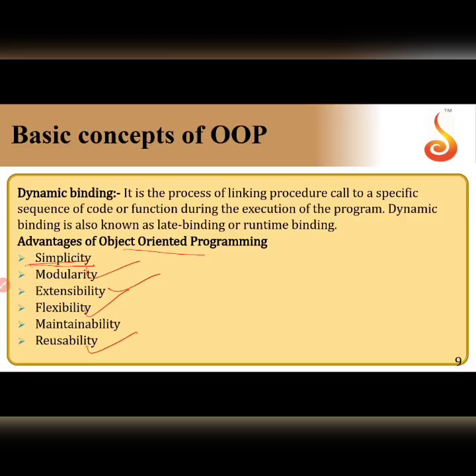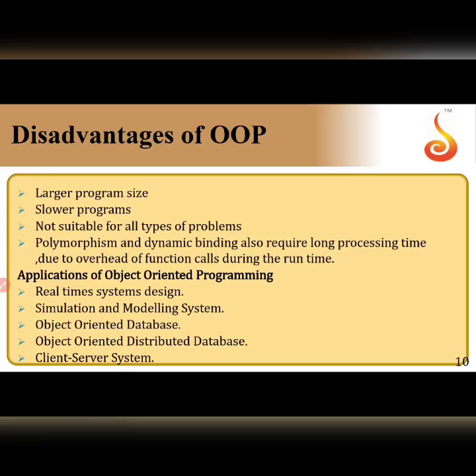The next and the last one is reusability. What do you mean by reusability? The objects can be reused in different programs, not only one. Now, maintainability. What do you mean by maintainability? Objects can be maintained separately. You can locate and fix the problems object-wise. That is easy to maintain. That is called maintainability.